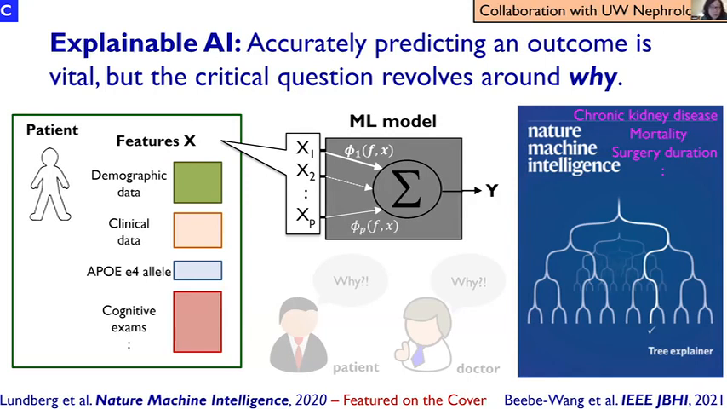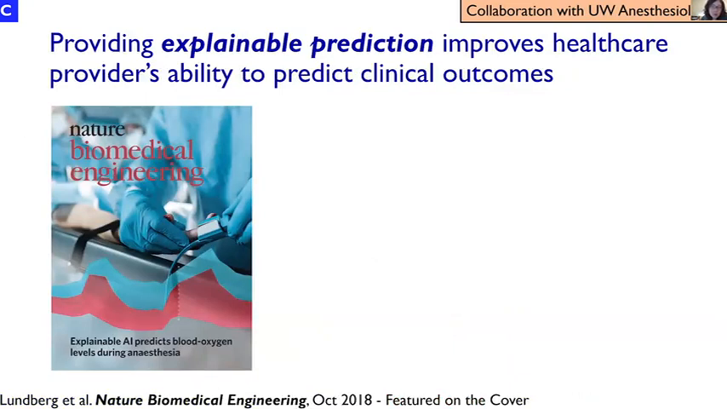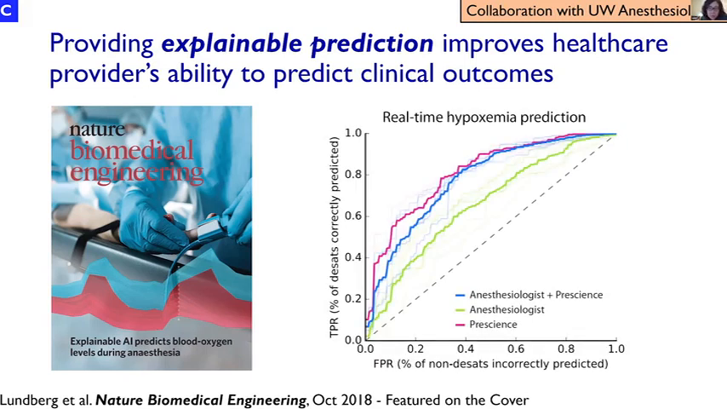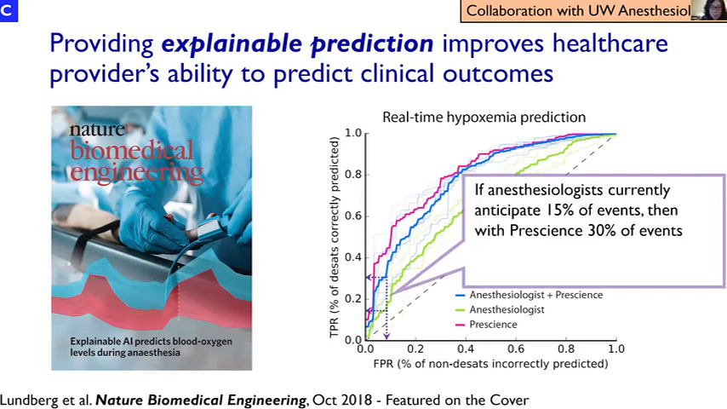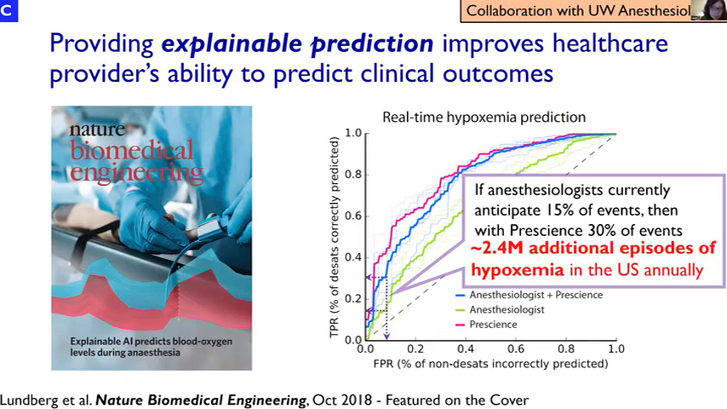When you have this X and Y, this method is going to tell you which X is important for an individual patient. In a different study, we also showed that explainable prediction can improve a clinician's ability to predict events. For example, this graph shows the prediction performance for hypoxemia, low blood oxygen level, a dangerous anesthesia complication. This ROC curve implies that clinicians can detect millions of additional hypoxemic events annually when they are aided by explainable AI.